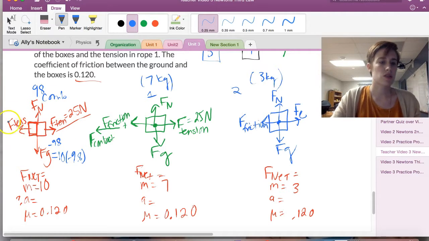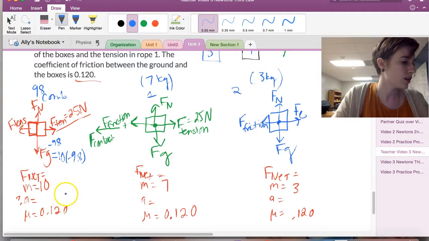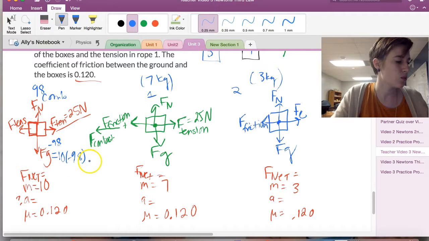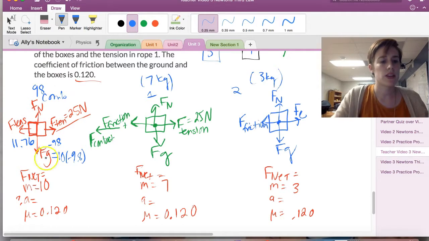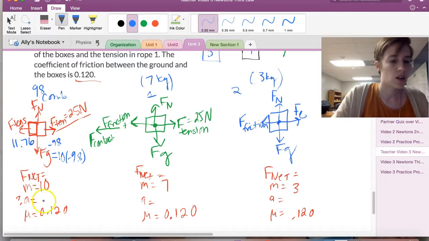What's our friction force? Well, friction force is mu times the normal force. So I do 0.120 times my normal force of 98, and my friction force is 11.76. So let's add all these together to find my net force. Well, the top and the bottom ones cancel out. So now I just need to do this force, 25, minus 11.76, which is 13.24.